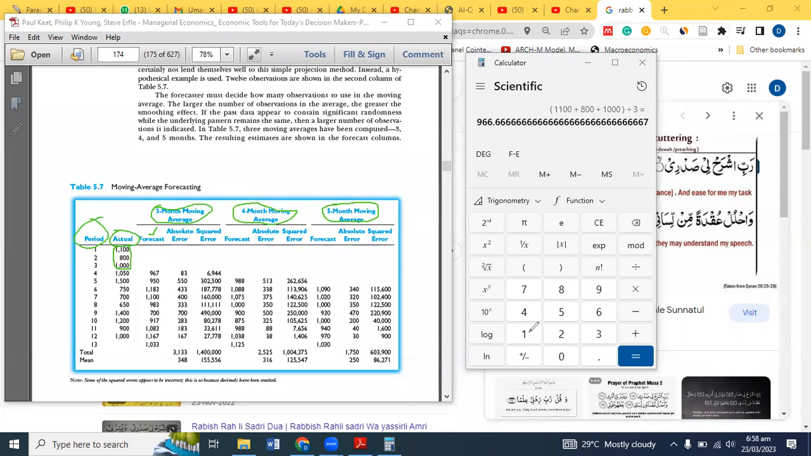1100, 800, and 1000. 1100, 800, and 1000. The three values would be divided by 3. The answer is 966.67, right? Now we will take another 3 values.